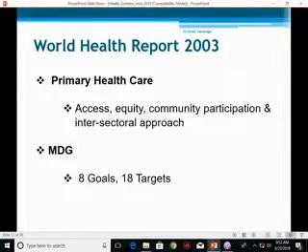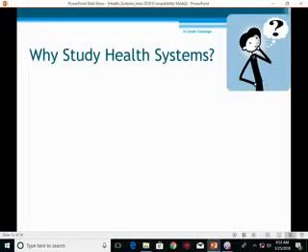2003 is a landmark report. It talks about primary healthcare access, equity, community participation, and direct approach. And that was the time we started, in 2000, the Millennium Development Goals. There were 8 goals and 18 targets. So now health has become a very important factor in the development of the world.